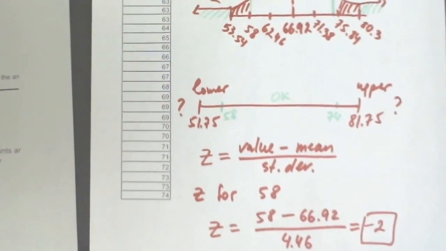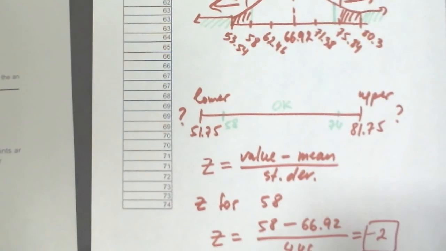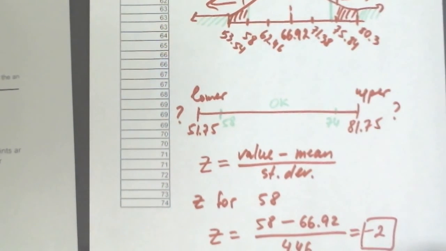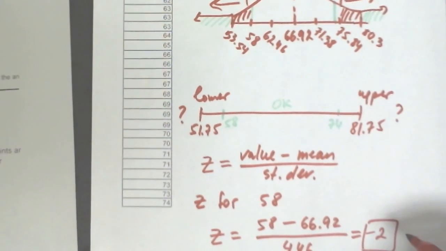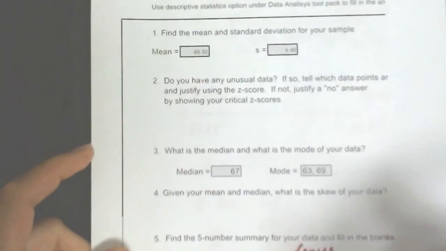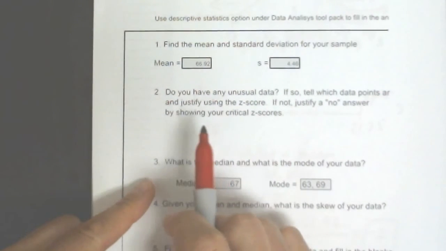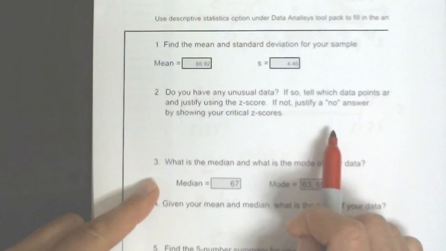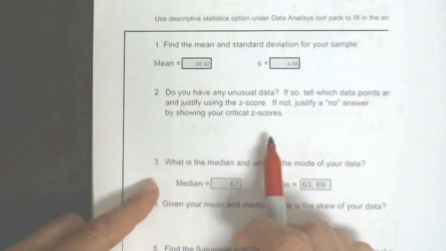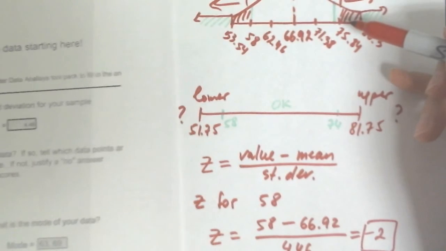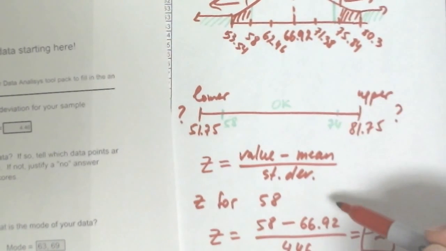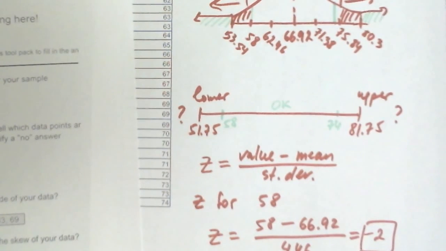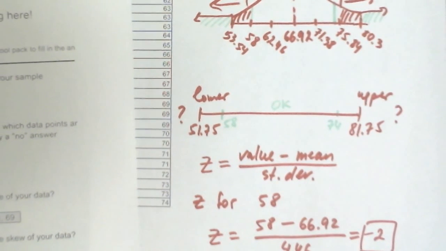So this is the complete analysis of the data that helps you to see everything that could possibly be wrong with your data set. If you complete this type of analysis, you'll be able to answer question number 2 nicely. You'll be able to point out why or why not you have any unusual data or outliers, what their z-scores are, and how it compares to the empirical rule or the fences. I hope that helps you with any of the questions you might have, and good luck getting it done.